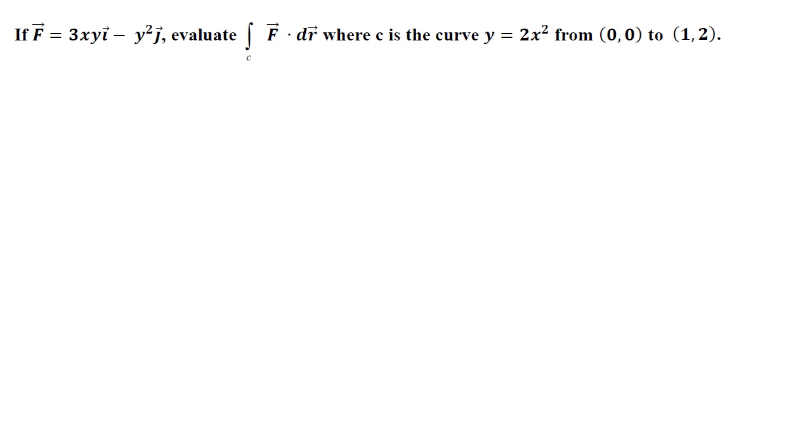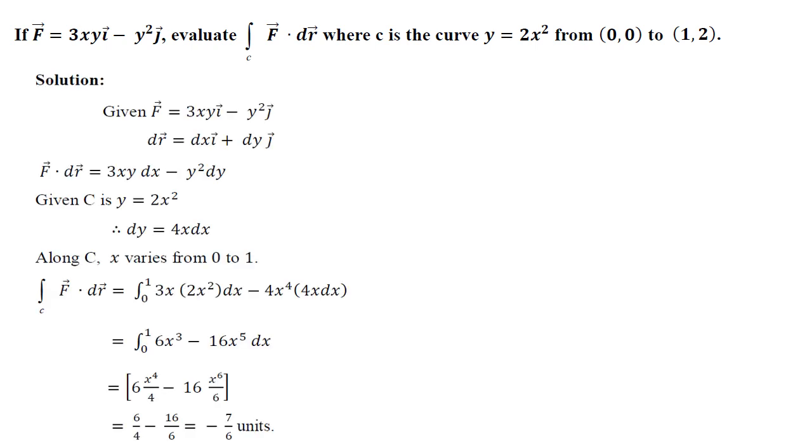Let us see the sums based on line integral. If f vector is equal to 3xy i vector minus y square j vector, evaluate the integral of f vector dot dr vector, where C is the curve y equal to 2x square from the point (0, 0) to the point (1, 2). So it is given that f vector is equal to 3xy i vector minus y square j vector, and dr vector is going to be dx i vector plus dy j vector. Therefore, the dot product of f vector and dr vector is going to be equal to 3xy dx minus y square dy, and it is given that C is y equal to 2x square.